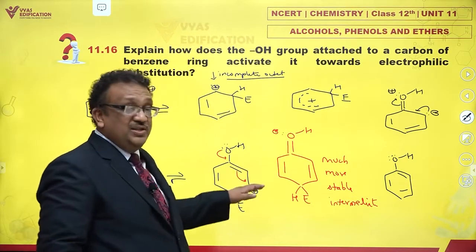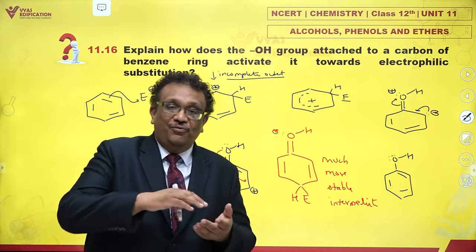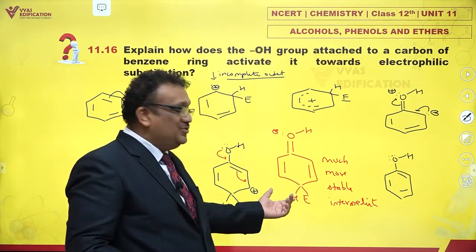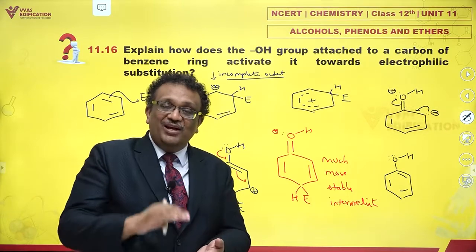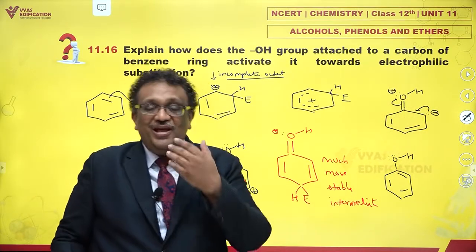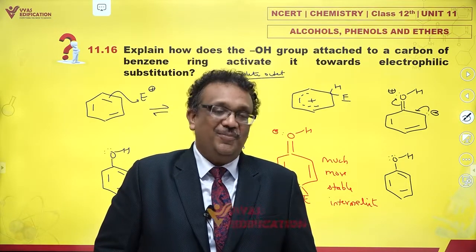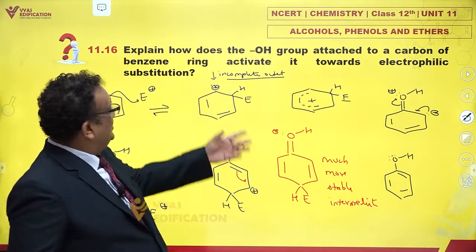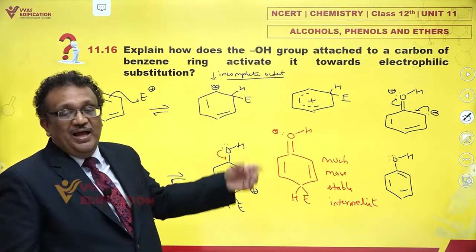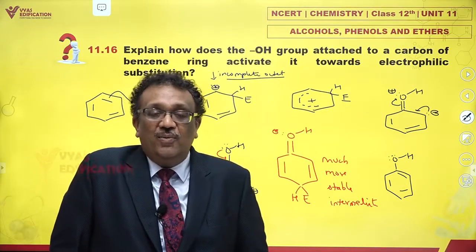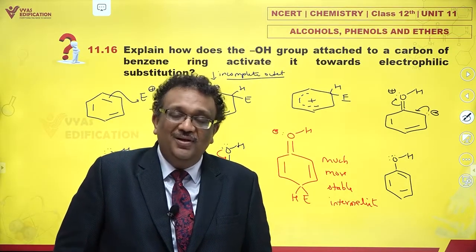Since the intermediate is very stable, you find the energy of activation comes down. And if the energy of activation comes down, the rate of reaction, as per chemical kinetics, increases very easily and very rapidly. And that is the reason, my dears, that phenol is much more active towards electrophilic aromatic substitution as compared to simple benzene.